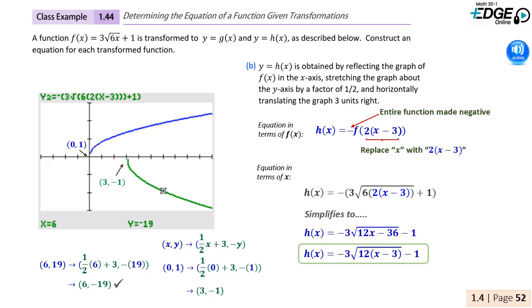While they may not be as obvious to follow, we can also take another point, such as (6, 19), and map it to find that it gives us (6, negative 19), and confirm using a table of values that both of these points lie on our two graphs. Hopefully that helps clear up a little bit about how you can deal with vertical and horizontal transformations on equations.